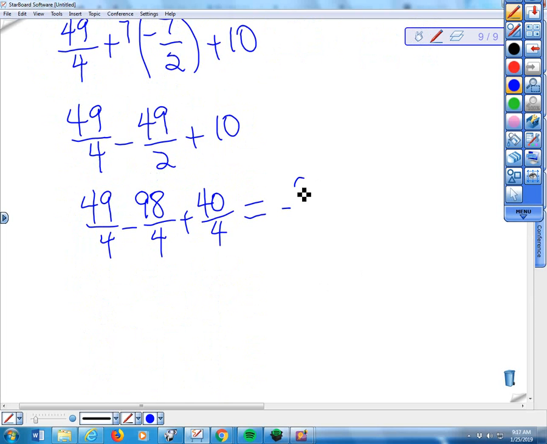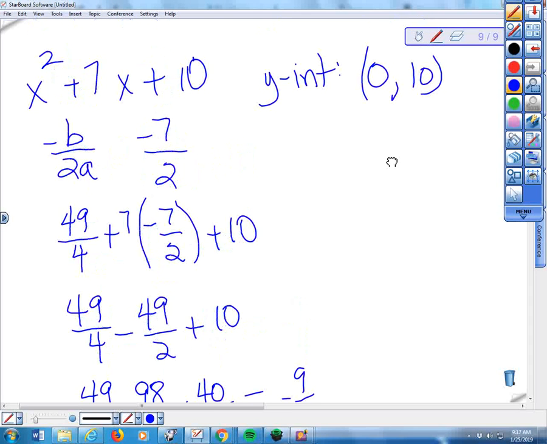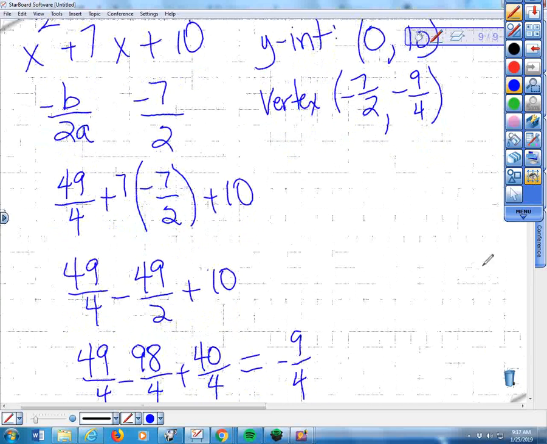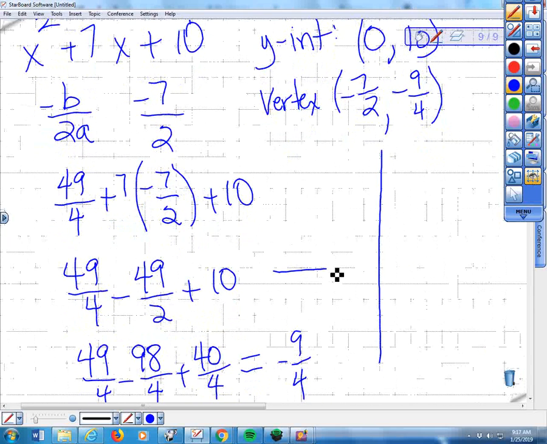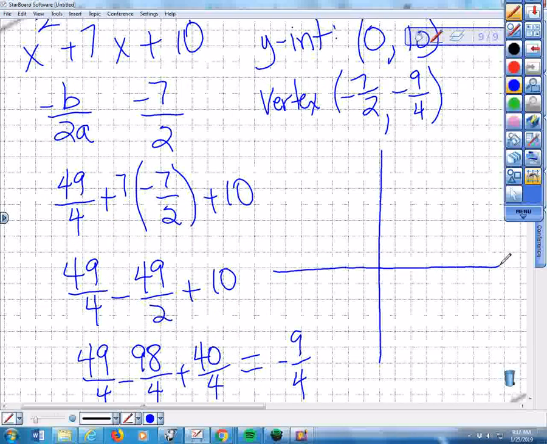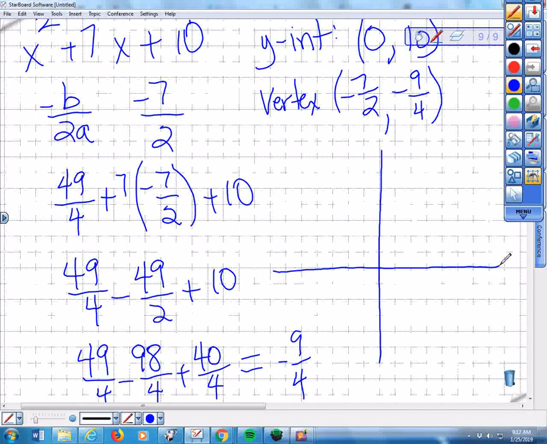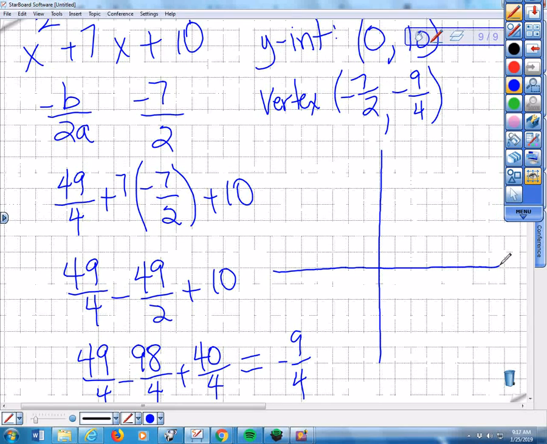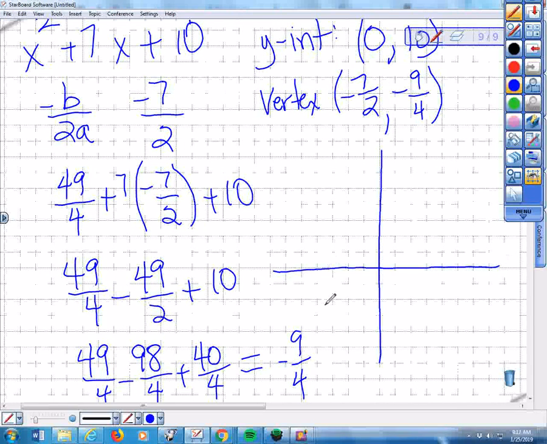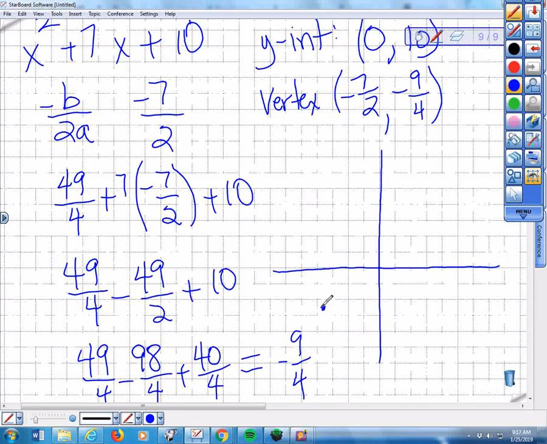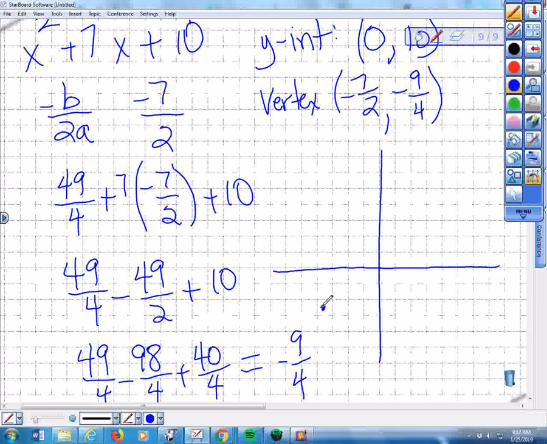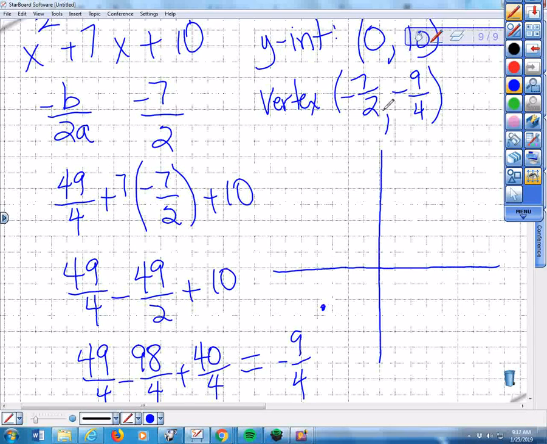Negative 9 fourths. Okay. So my vertex happens to be negative 7 halves, negative 9 fourths. That's where my vertex is. So negative 7 halves is negative 3.5, and this is negative 2 and 1/4. There's my vertex. My y-intercept is at 10: 1, 2, 3, 4, 5, 6, 7, 8, 9, 10. So it's got to go through up there.